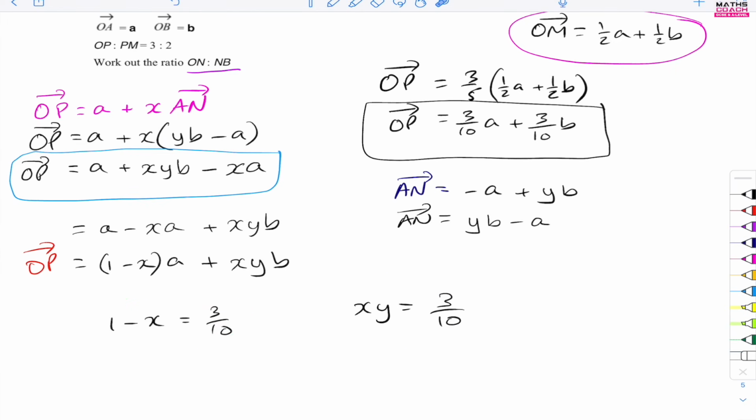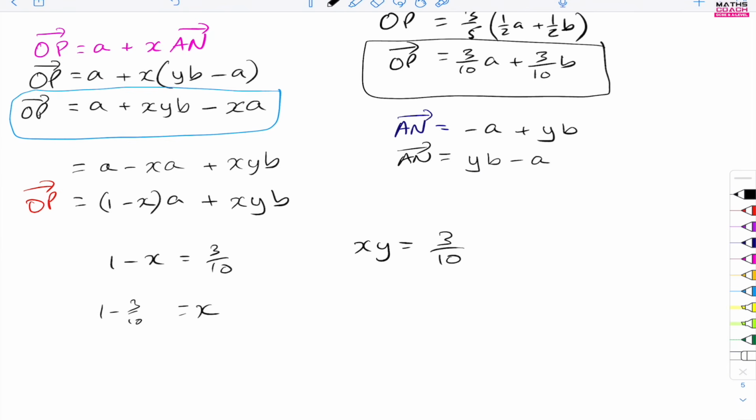Now, first one, very straightforward. We are going to take this onto this side and the minus x onto this side, making it positive. So it's going to look like this. 1 minus 3 over 10 is equal to x. 1 minus 3 over 10 is 7 over 10. So x is equal to 7 over 10. And for this one, now that we know what x is, we can plug in here 7 over 10. So therefore, sub x 7 over 10.